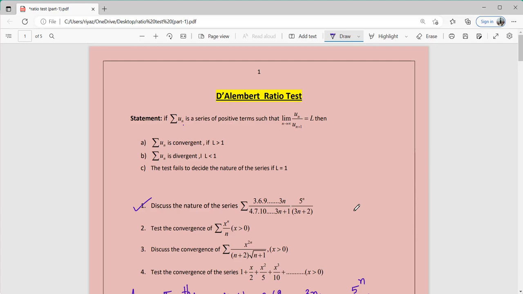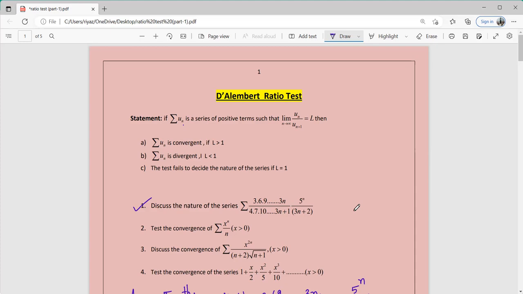If suppose your answer is 1, we are unable to decide the nature of the given series, we have to apply another test. That time, depending upon the situation, you can apply limit comparison test, or P series test, or Rabi test, or logarithmic test, or nth root test. ये कब होता जब L की वैल्यू इक्वल टू 1 आती.